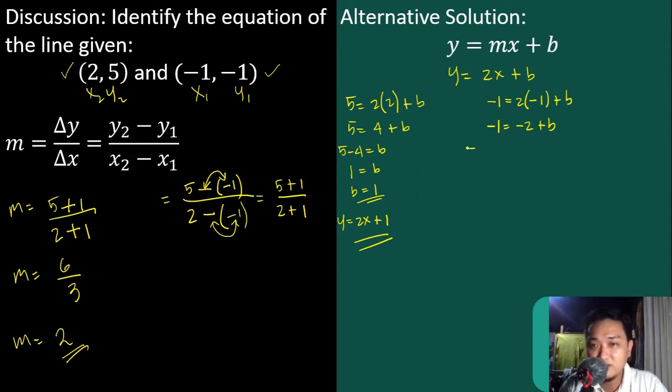We have negative 1 plus 2 is equivalent to b. Negative 1 plus 2 is positive 1. 1 is equivalent to b, and b is equivalent to 1. So, they are the same, right? They are the same. And therefore, the linear equation would be y is equivalent to 2x plus 1. The result is the same.